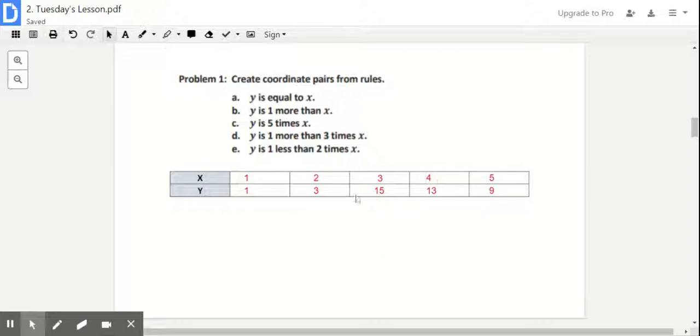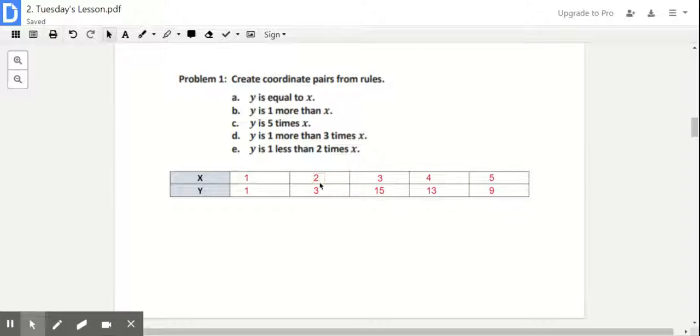So these are the numbers I use, and then we're going to go through each one so you can understand why I use these numbers. So y is equal to x. My coordinate would be 1 and 1. They equal each other. Simple as that. B, y is 1 more than x. So I changed my x to 2, and then I added 1 to get my y. So this is 1 more than my x.